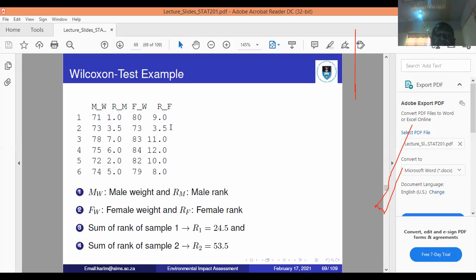The next smallest value is what? 74, isn't it? And that will take the 5th position. Yes. And then the next smallest value is 75, will take the 6th position. The next smallest value is 78, and that will take the 7th position, and so forth. So this is how you rank them.